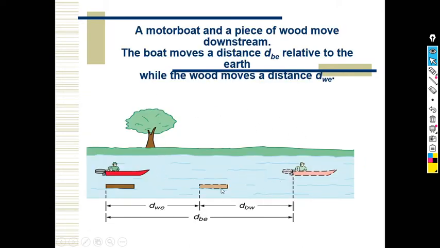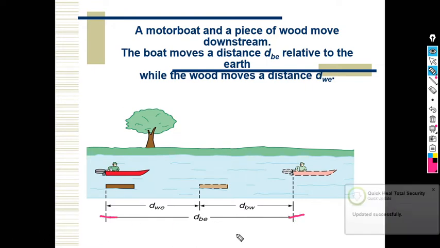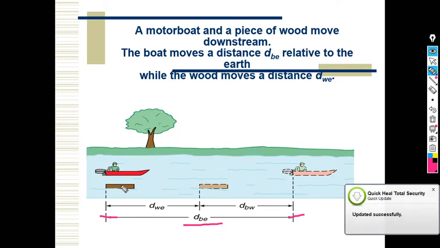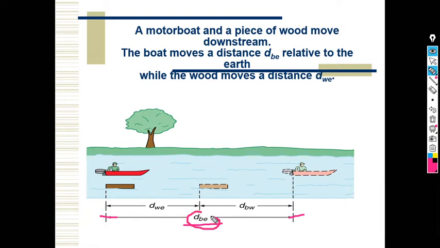Here one specific situation is there. A motor boat and a piece of wood move downstream. It is the situation. The boat moves a distance dBE. The boat is here and it covers the distance from this initial point to this final point as dBE. It is the initial position, it is the final position. From this end to that end, the distance traveled by that boat is denoted here as dBE.